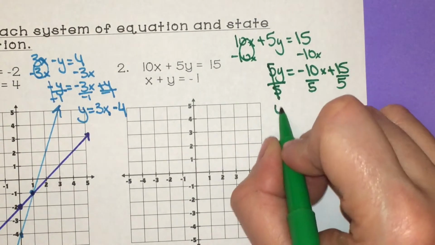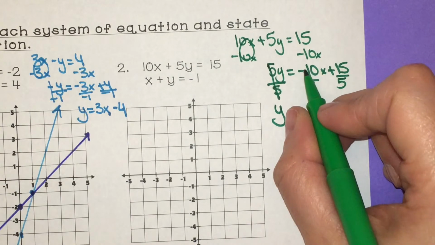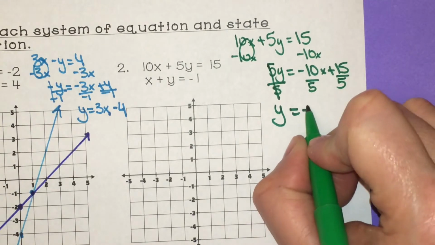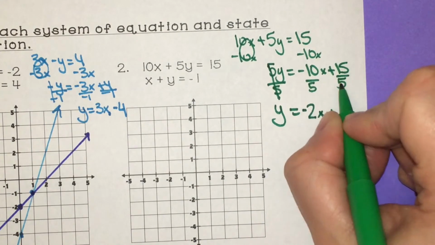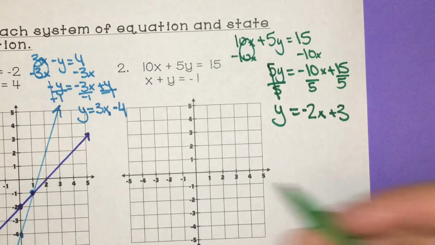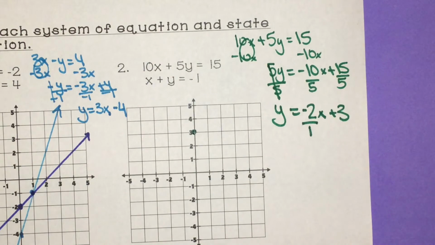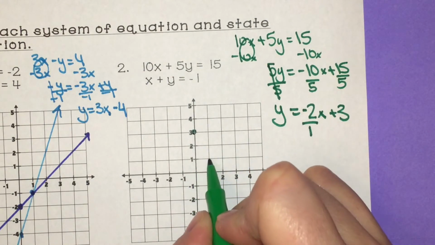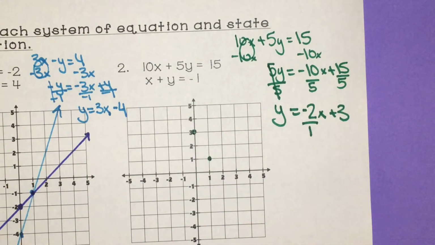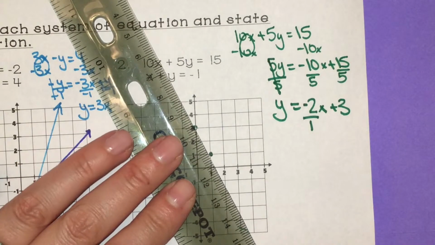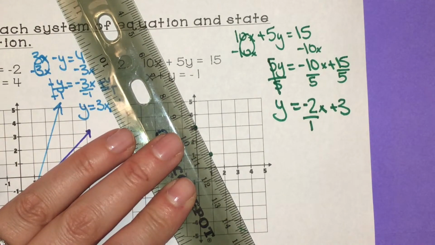5 divided by 5 is 1. So we have y equals negative 10x divided by 5 is negative 2x, plus 15 divided by 5 is 3. So y-intercept is positive 3. Slope is negative 2 over 1, so down 2 to the right 1. Let me graph that.